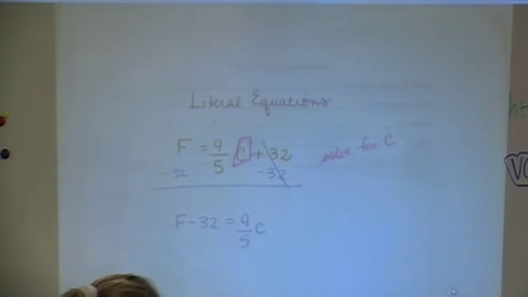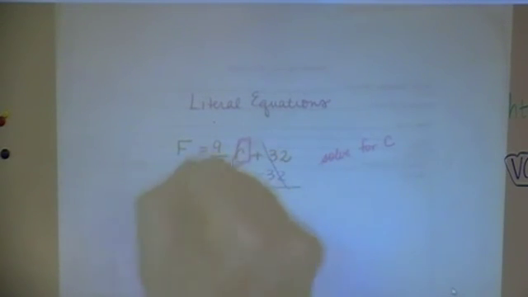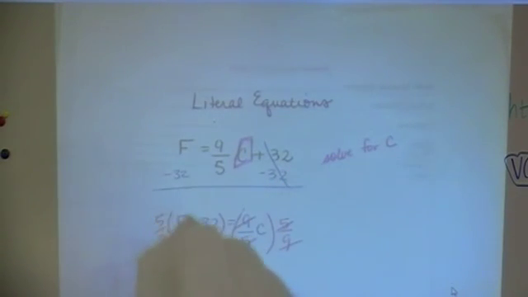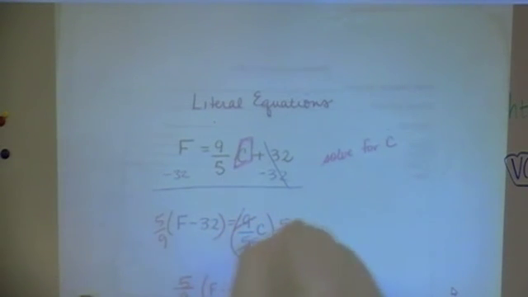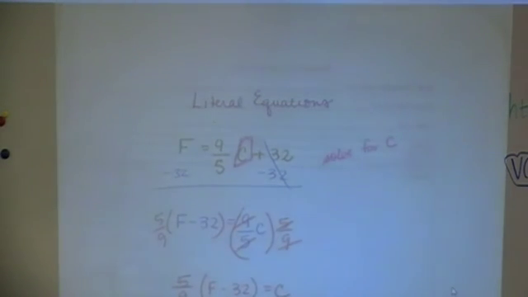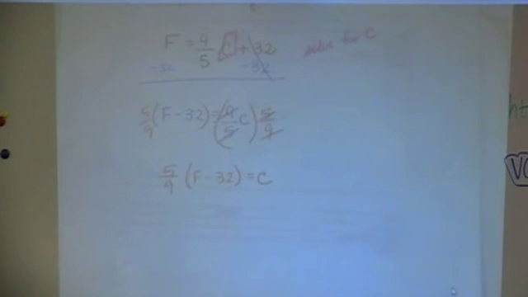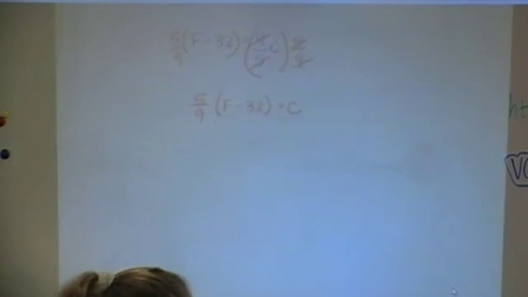So if I multiply by 5/9, over here my 5's cancel, my 9's cancel. And I'm left with 5/9 times F minus 32, which is the formula for turning Fahrenheit into Celsius. You can distribute the 5/9 through also if you wanted to. I think the computer will count either one as right, because you see it written both ways.